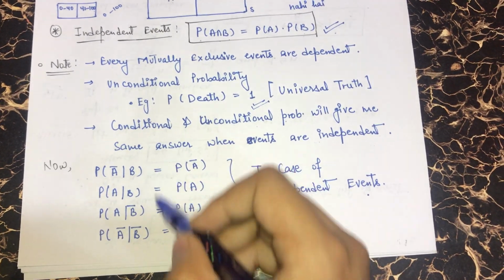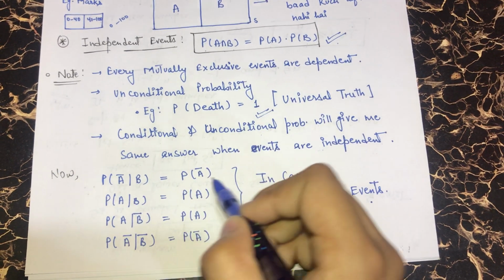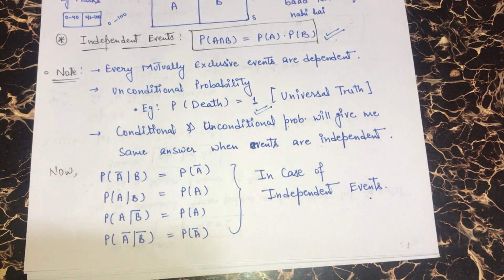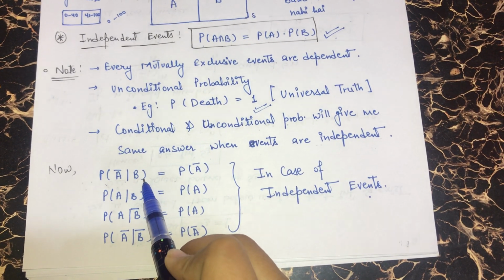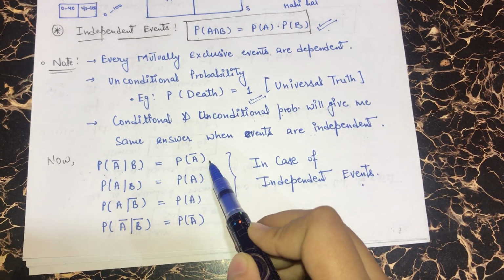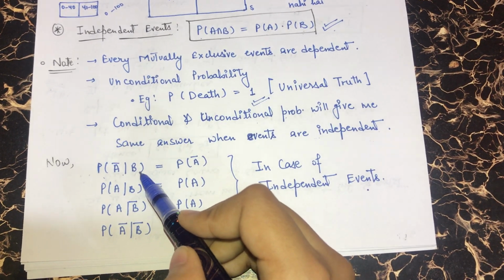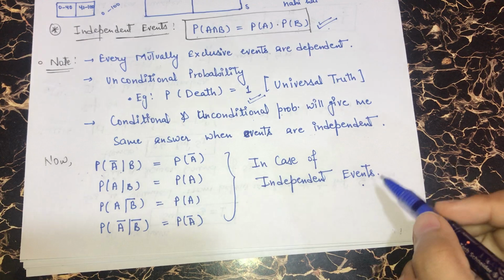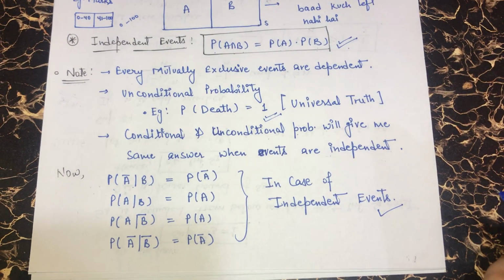That is why in all the cases the probability of the upper one, the numerator, will only be the answer. You can see clearly from here, the probability of A naught given B has already occurred will give me the probability of A naught only, because although it is given that B has already occurred, it is not affecting me in this case as the events are independent. I hope you have understood it.